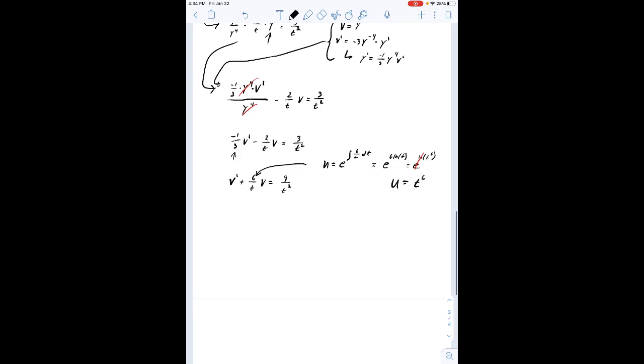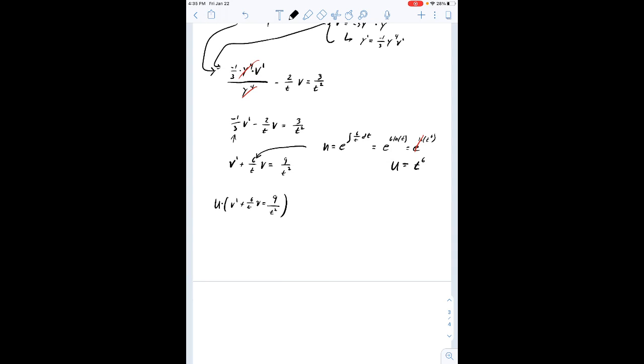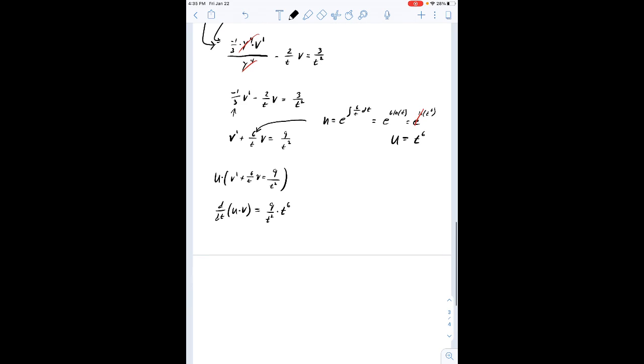So that equals u. Now remember, we multiply u on each side. I'm just going to write it like this as a big multiplication. And then we have this special property where this is just equal to u times v. And then this side was multiplied by u, so I'll just write it as 9t squared times t to the 6th. Okay, so now I can cancel this out, and this becomes t to the 4th. And now, get rid of that too.